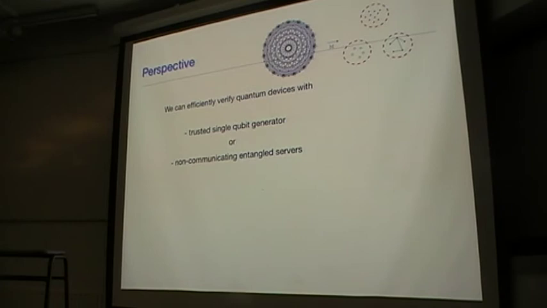So what we have demonstrated is that we can efficiently verify quantum devices with a trusted single qubit generator. In the version that I showed you, my assumption was that Alice is able to create single qubits which are trusted by our device. So this is what I start with, and then we can efficiently test that this device is really doing what it should.